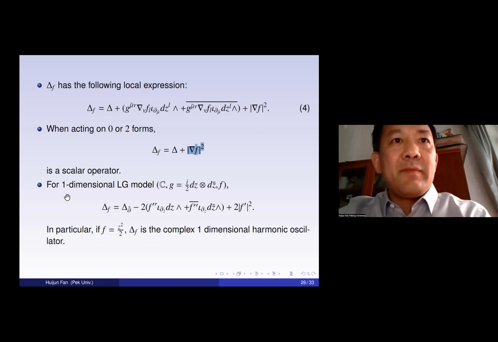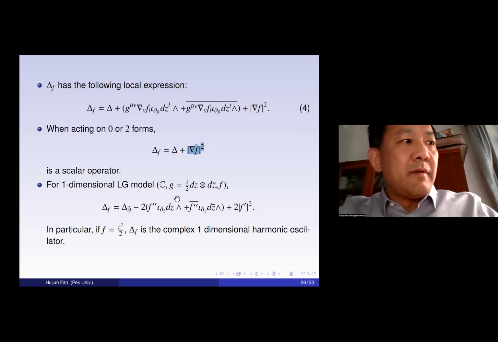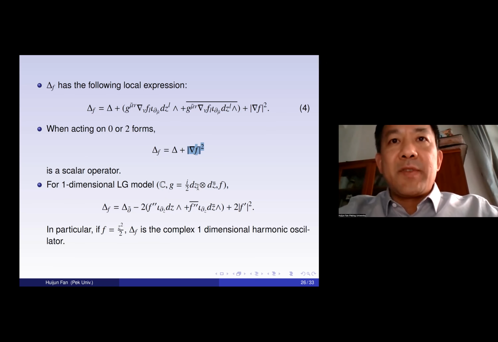So we can consider the one-dimensional LG model. Here, if we consider the Euclidean metric on C with a holomorphic function F, we have such Schrödinger operators. In particular, if F equals z squared over 2, Δ_F is a complex one-dimensional harmonic oscillator. This complex one-dimensional harmonic oscillator consists of a combination of two real one-dimensional harmonic oscillators.